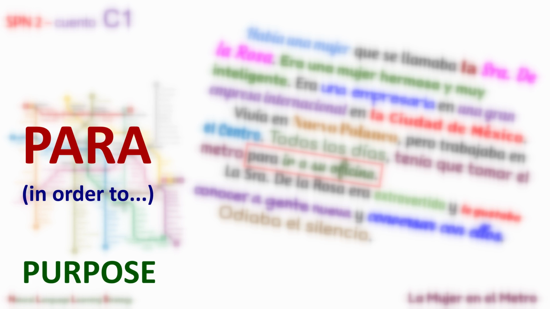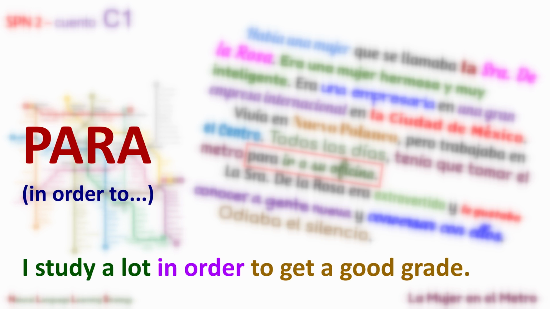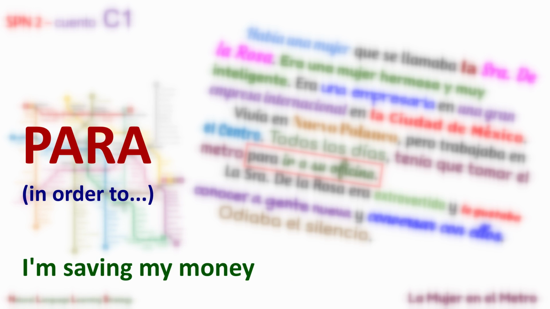Para in this sentence means in order to. In Spanish, in order to or para is usually used to indicate purpose when followed by an infinitive. In this case, the verb ir. This is optional in English. Example, I study a lot to get a good grade. It's the same thing as saying I study a lot in order to get a good grade. I'm saving my money to buy a car.